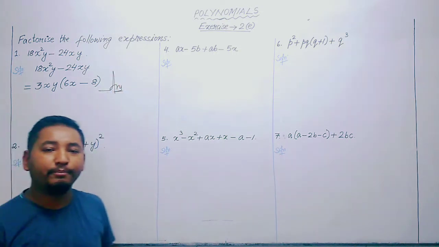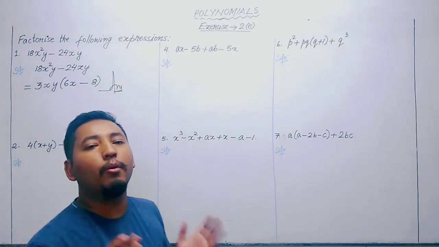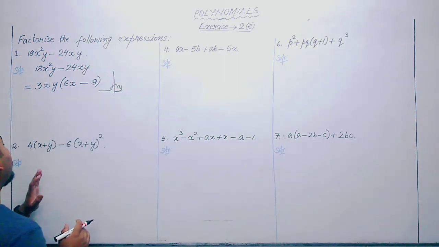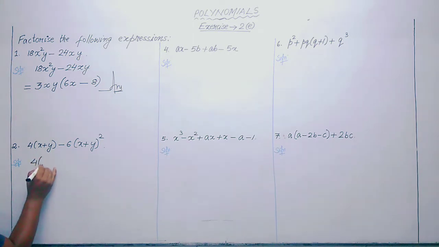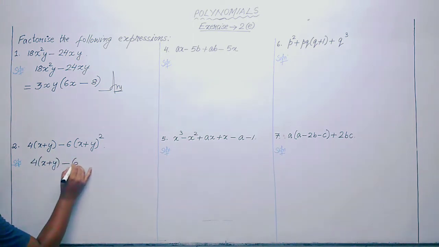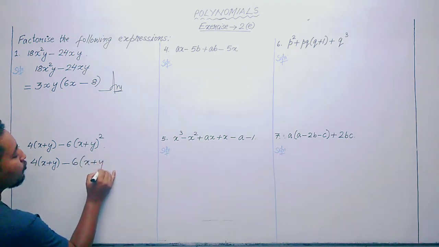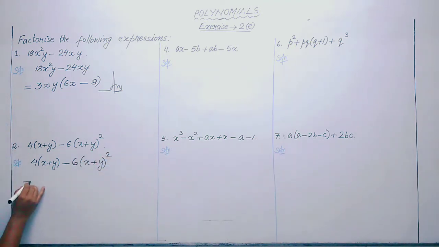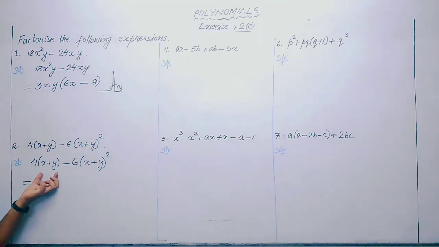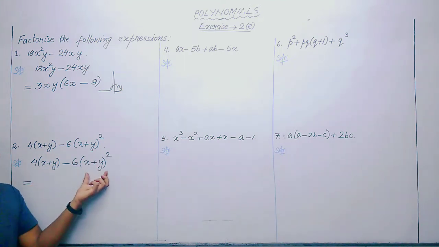Isn't it very simple? Just the concept of common terms is very, very important. Now, let us go for the next question, number 2. The question says 4 into (x plus y) minus 6 into (x plus y) whole square. If you look at these terms, (x plus y) and (x plus y) whole square, here you have (x plus y) 1 time, here you have (x plus y) 2 times.